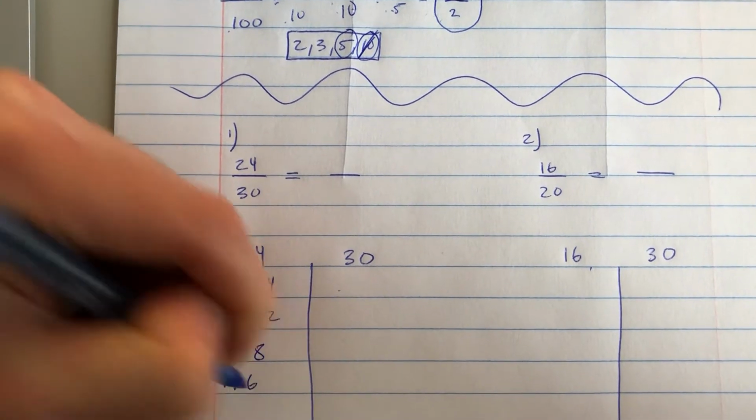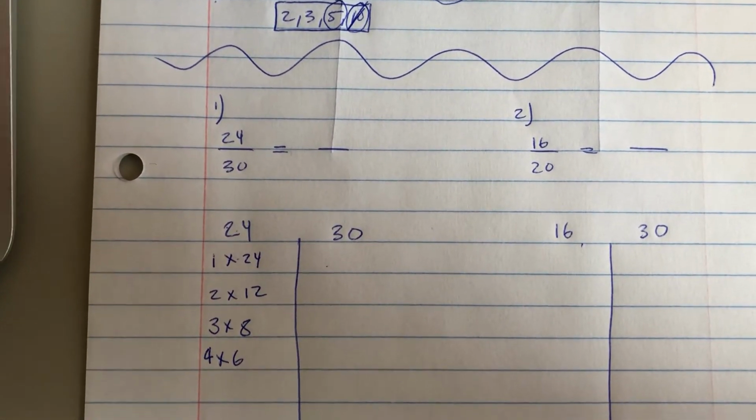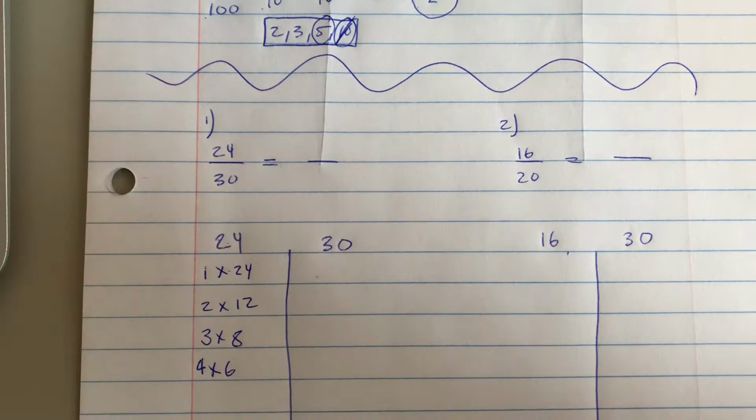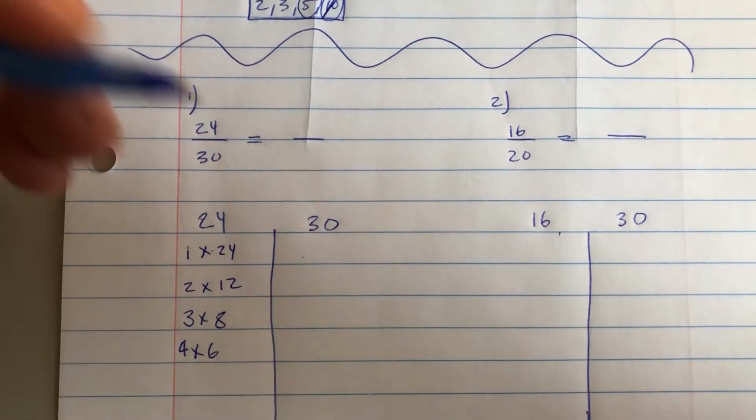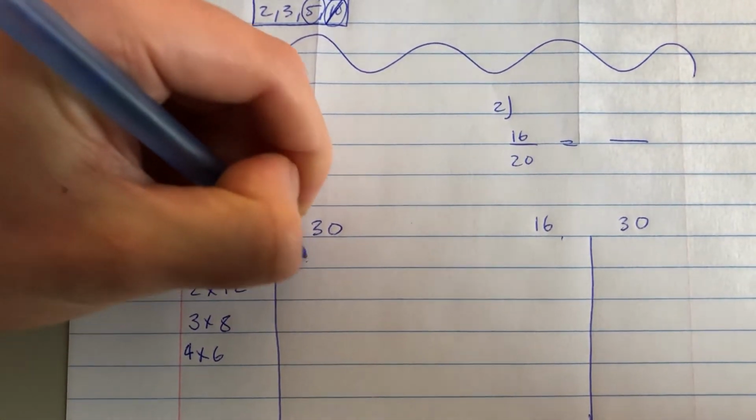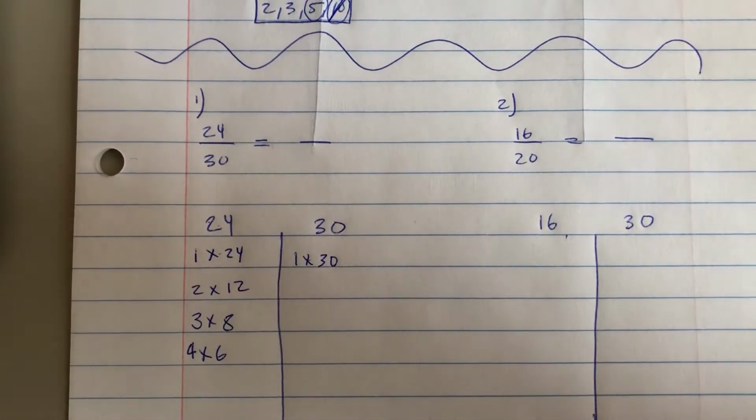4 times 6 also equals 24. So I have these 4 factor pairs for 24. Now I'm going to find some factor pairs for 30. First, I know 1 times 30 equals 30.